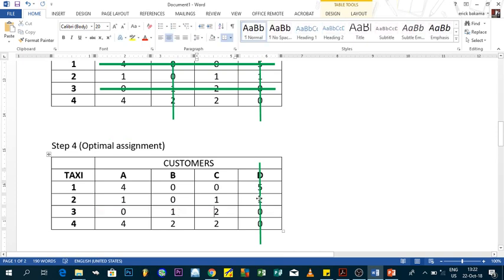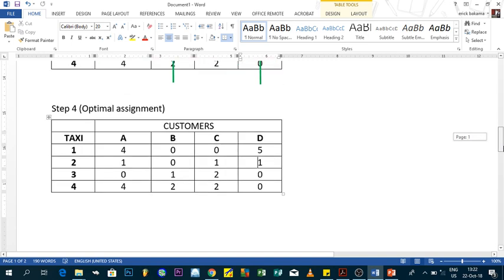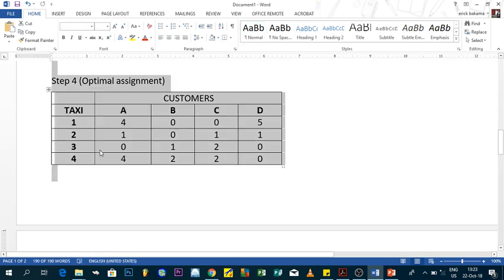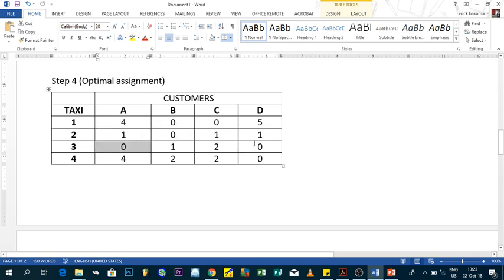So what do you do? In other words, you're going to assign the taxi man to the customer at a 0 only. For example, 3 here can only be assigned to A or D. Why? Because those are the only places where there are zeros. The allocable part is only the cells that have zeros. It means that we are making a benefit, not any loss. Remember, the objective is to minimize the distance.